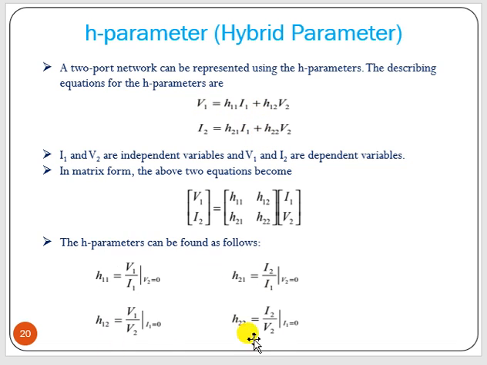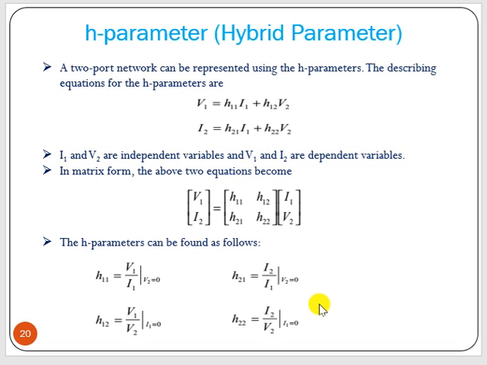Now looking into these four expressions, what we can see here is either we are making V2 equal to 0 or we are making I1 equal to 0. That means we are short circuiting the output port, so V2 equal to 0, and we are open circuiting the input port, making I1 equal to 0, to find out the H parameter. So here we are doing both short circuit of output port and open circuit of input port. So that is why it is called hybrid parameter.